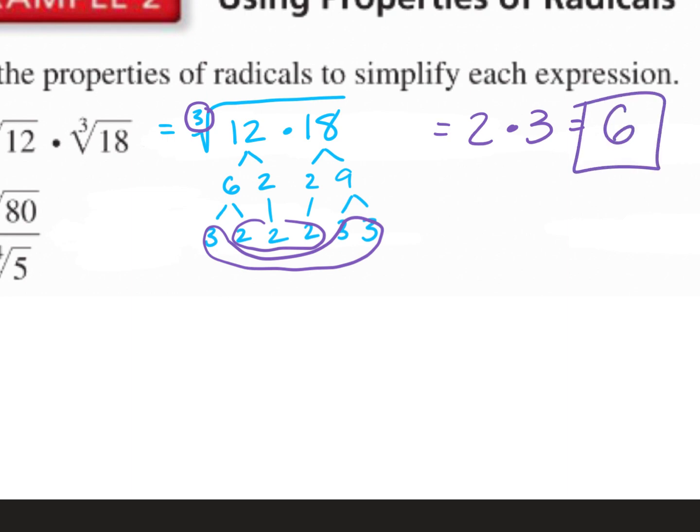So from the beginning, I couldn't figure out what the cubed root of 12 is, I can't simplify that. I can't simplify the cubed root of 18. But when you're multiplying them together, put them under the same radical and then simplify.